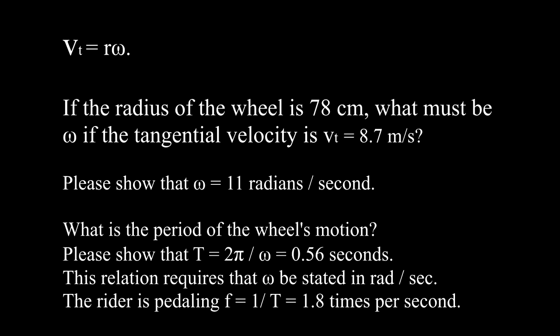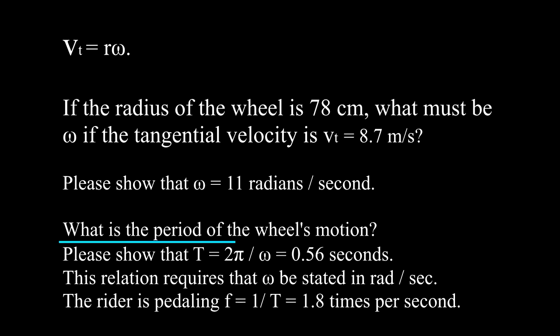If the radius of the wheel is 78 centimeters, what must be the angular velocity omega if the tangential velocity is 8.7 meters per second? Please show that omega equals 11 radians per second.